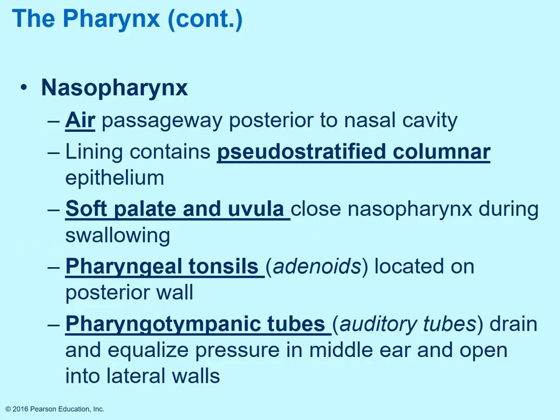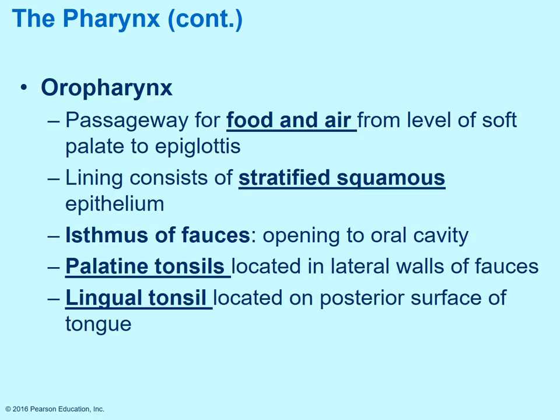So in the nasopharynx, you've got the air coming in from the back of the nasal cavity. You do have the soft palate and the uvula. That's going to help when you're swallowing. It's helping to guide the food to go down properly. You do have the pharyngeal tonsils, which are also commonly referred to as adenoids. And then you have your pharyngotympanic tubes, or eustachian tubes, or auditory tubes, whichever you wish to call them. Those are going to drain in this area as well. That comes from the middle ear. It helps to equalize pressure, and drains into the nasopharynx.